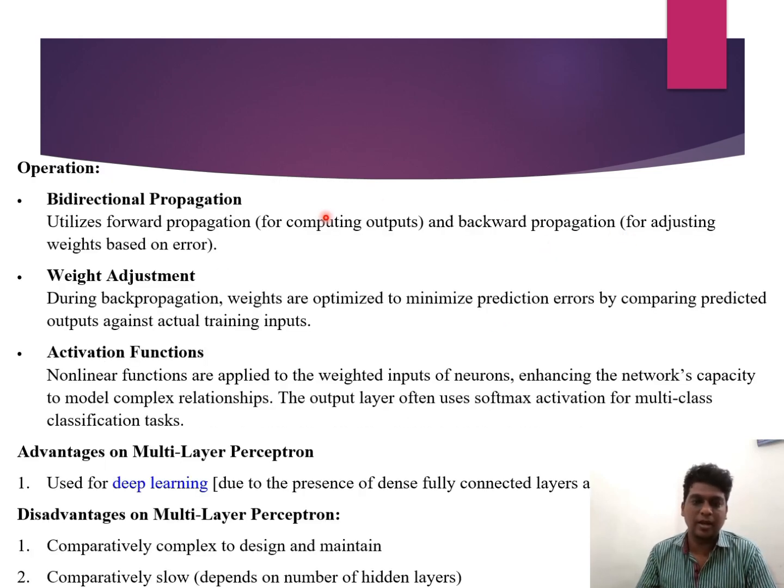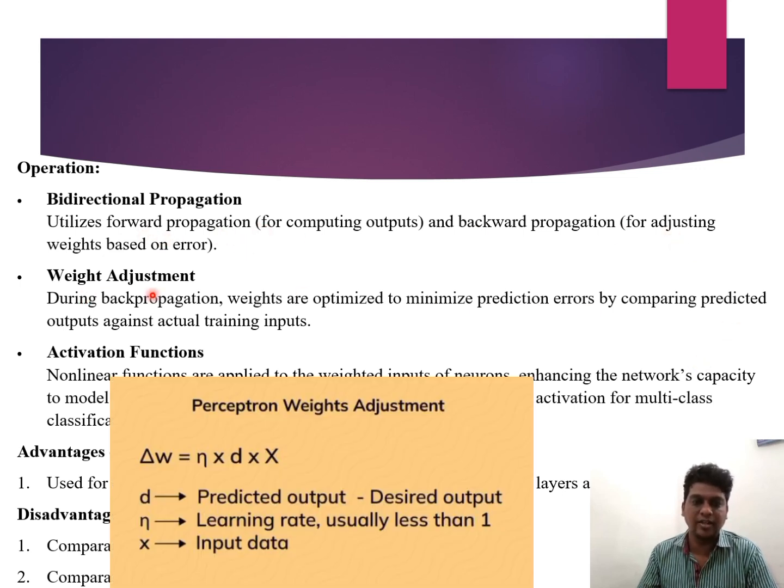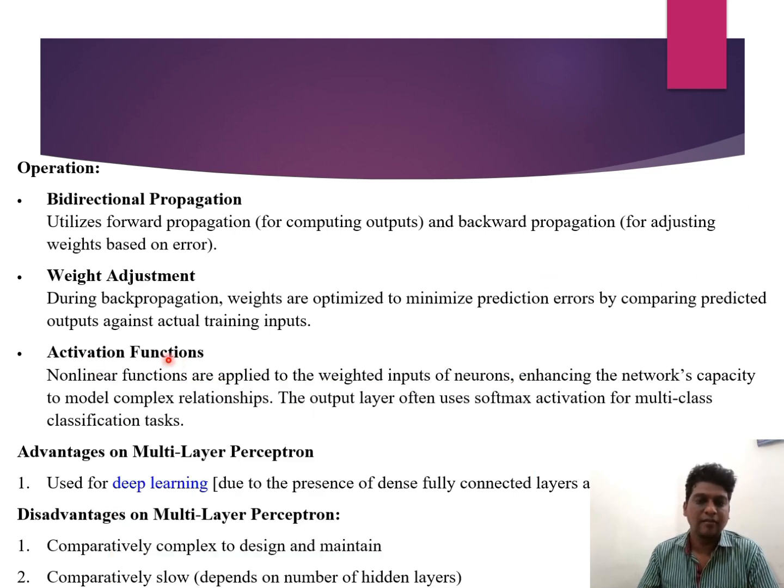Here the main operation for MLP is that it utilizes bidirectional propagation, which means both forward and backward, and we can adjust the weights during the backward propagation, and with the help of the activation function we can enhance the network capability. The advantage of this MLP is that it is mainly used in deep learning algorithms, but the drawback is that the design is very complex and sometimes the processing is very slow.